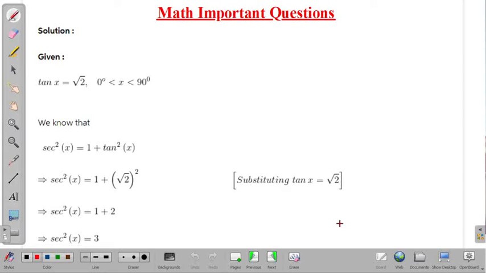See, so given here is tan x equal to under root 2, and we know from the identity that sec square x in terms of tan square x can be written as 1 plus tan square x, right? So sec square x will be equal to 1 plus, and tan x value is given as root 2, so it will become 1 plus root 2 whole square. Okay, we have substituted tan x equal to root 2 in this identity. So sec square x will be equal to 1 plus 2, that is 3.